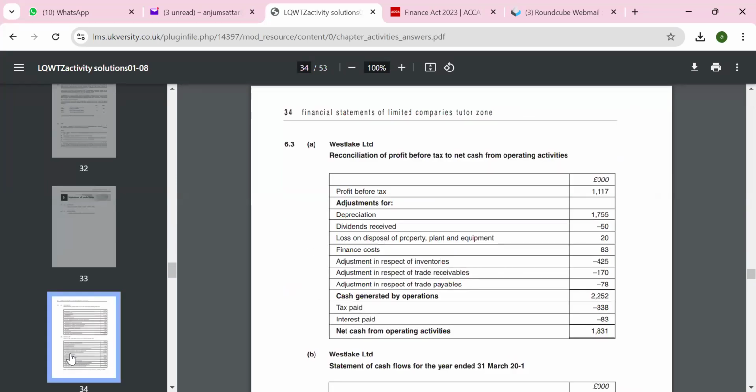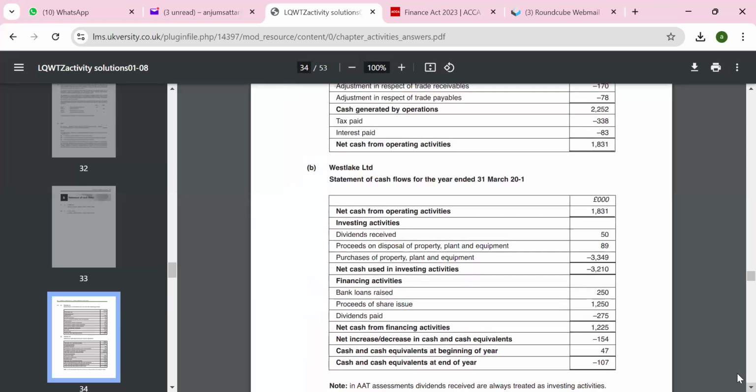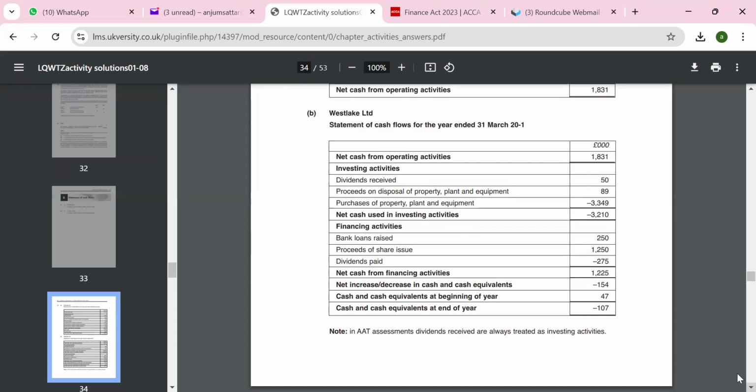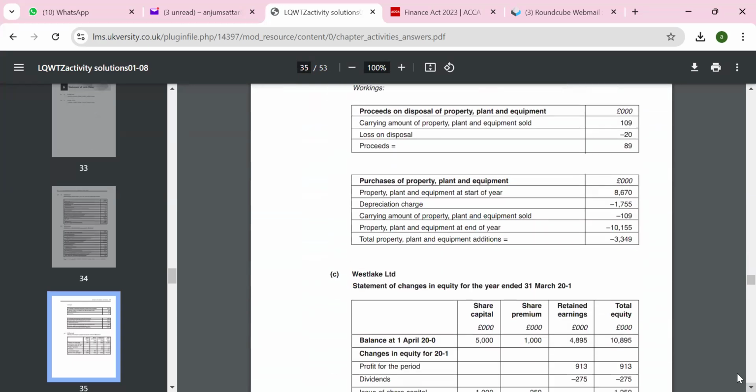If you look at 6.3, this is the answers of the solution activity. We can look at the profit before tax adjustment we've done, and we found the net cash from operating activities. You can pick the 6B part where we did the investing and financing activities, and the net cash balance we have at the end of the year.